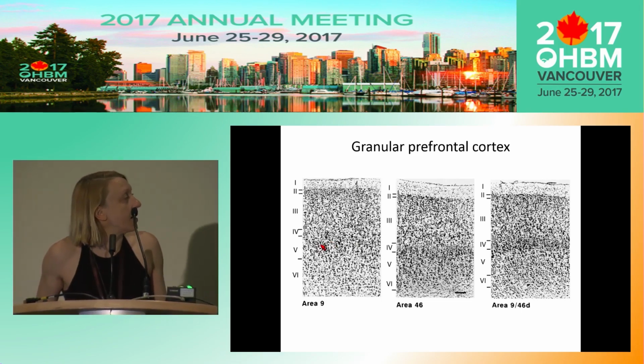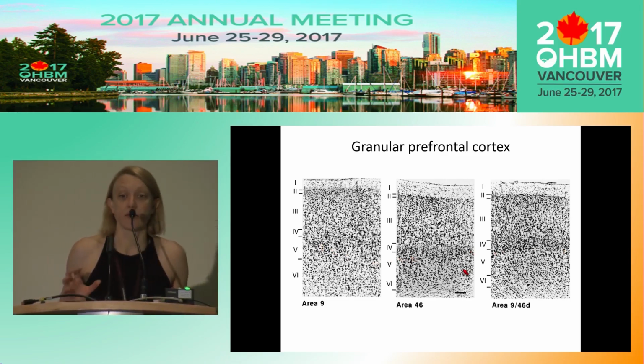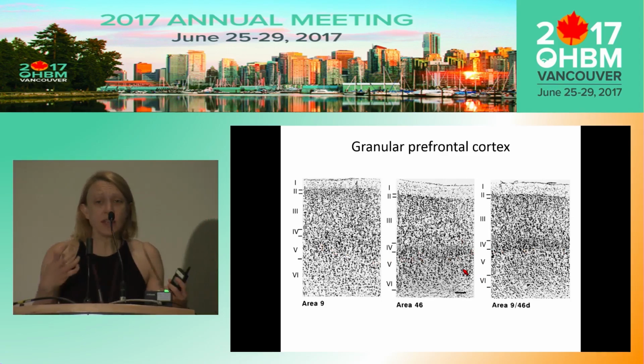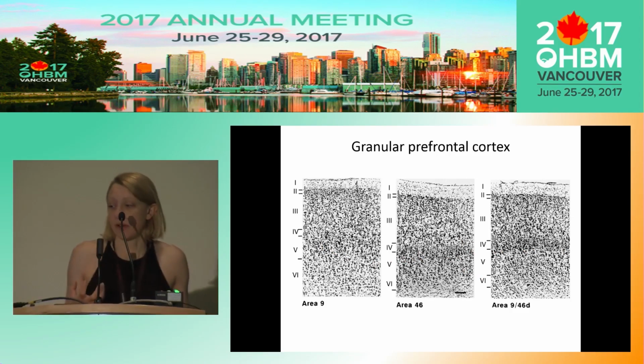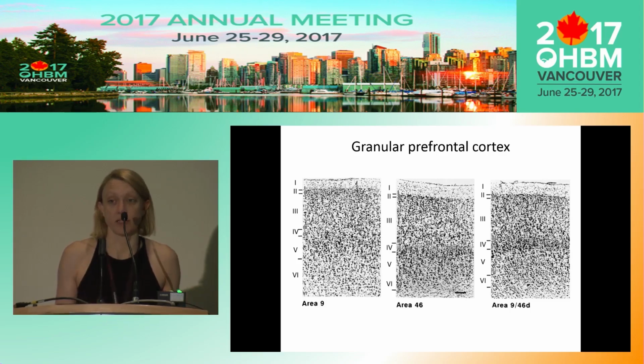So area 9 has more of a premotor profile. And areas 46 and 946, you can see this stripe of layer 4 across here. And it's thought that what's happening here, with this very, very prominent layer 4 with these large neurons, is that it's receiving multiple inputs from other areas of association cortex, which might make it higher level integrative cortex.